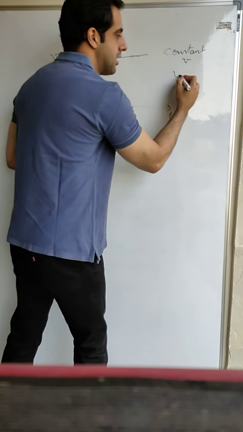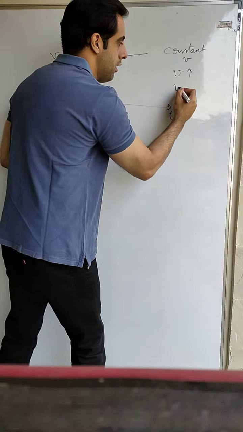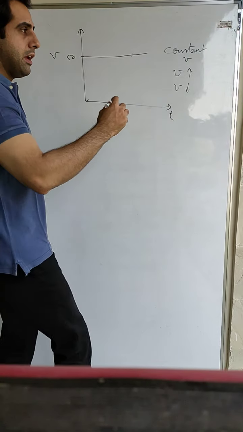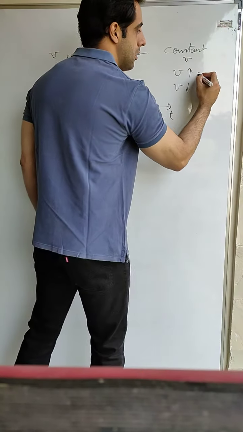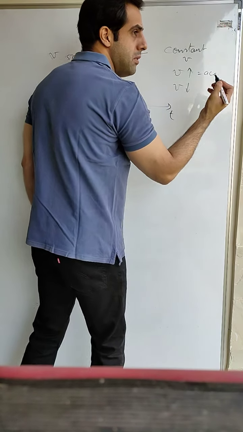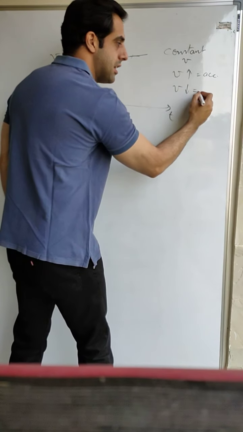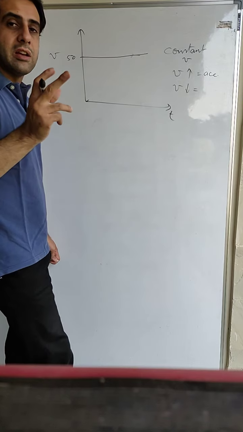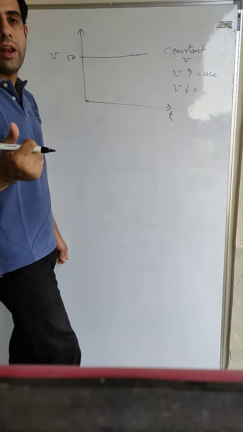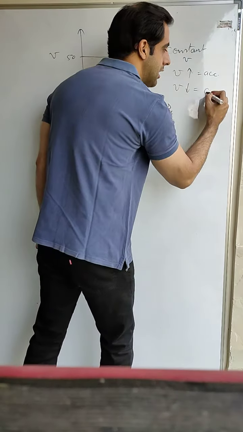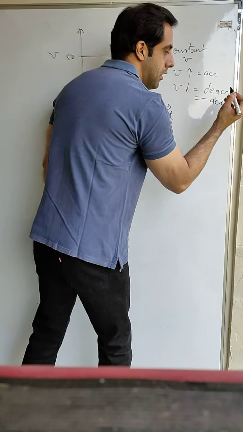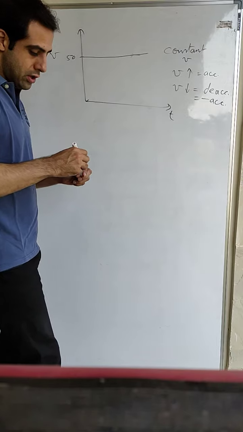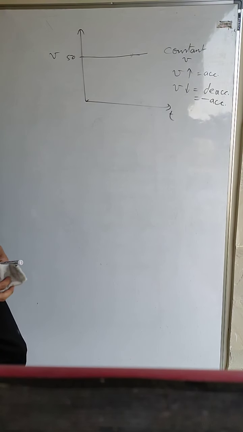What if the velocity is not constant? That is, either the velocity is increasing or velocity is decreasing. If it is increasing, that means there is some acceleration. If velocity is decreasing, then again there is some acceleration, but in opposite direction, in negative direction, which we call deceleration or minus of acceleration. Okay, so in that case the curve will be different.